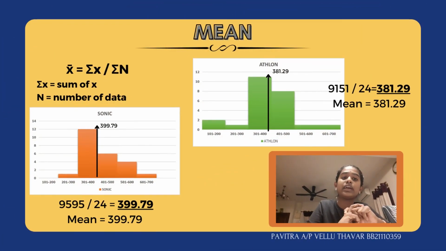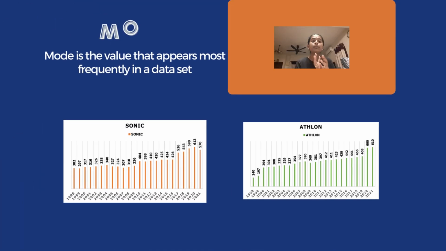Here I would like to start off with the mean for these two firms, Sonic and Athlon. The formula for the mean is the sum of x divided by the number of data. The sum of x for the Sonic firm is 9595 and the total number of data is 24. When we divide, we get 399.79. Thus, the mean is 399.79, whereby the mean for the Athlon firm is 381.29.